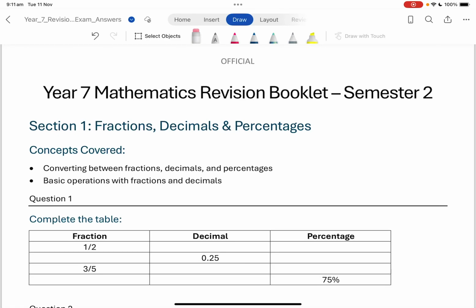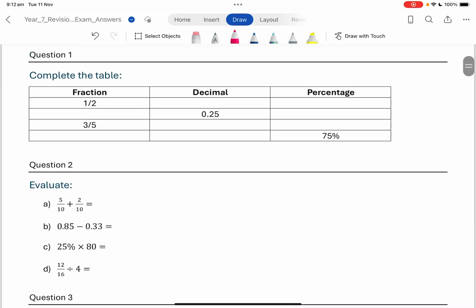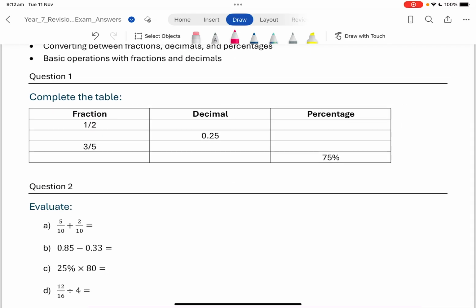Obviously, this is a video where I'm going to go through the Semester 2 exam revision. I've called it a booklet here, but it's probably closer to a practice test sort of a thing. So anyway, we're going to go through these, have a look at how we solve these questions. So the first one, we're asked to complete the table, and we're asked to convert fractions to decimals to percentages, and vice versa in any given sort of order.